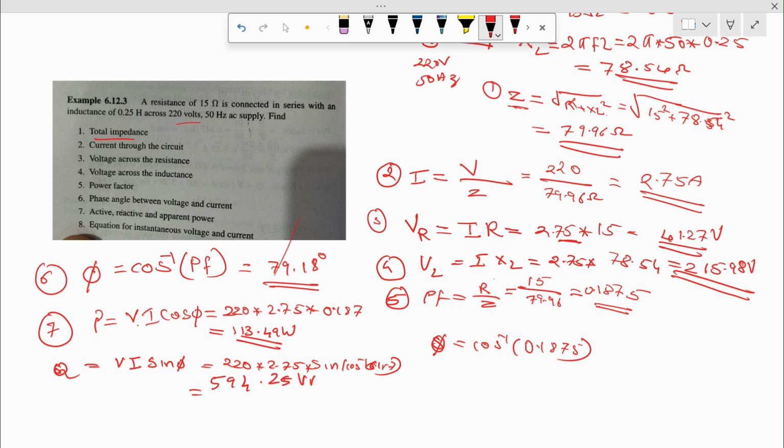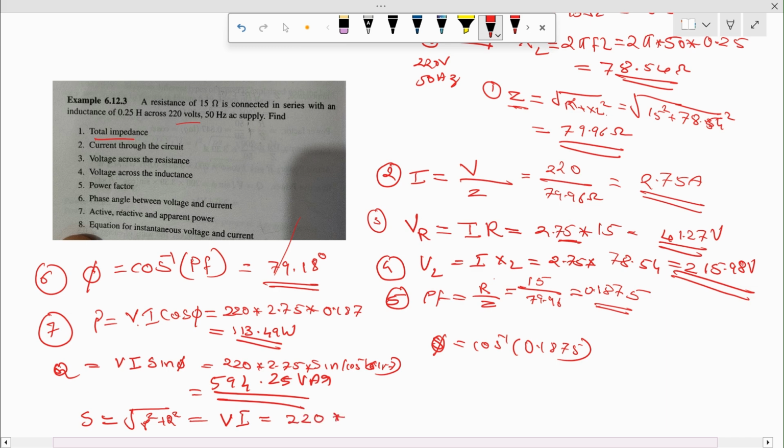594.25 volt ampere reactive, because it's a reactive power. So the unit is VAR. Next we have to find the apparent power, which means the phasor sum of P and Q. Either we can calculate the root of P square plus Q square, or we can calculate VRMS into IRMS. It's actually simple using VRMS into IRMS here.